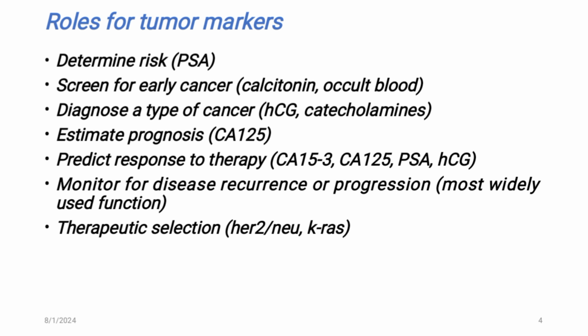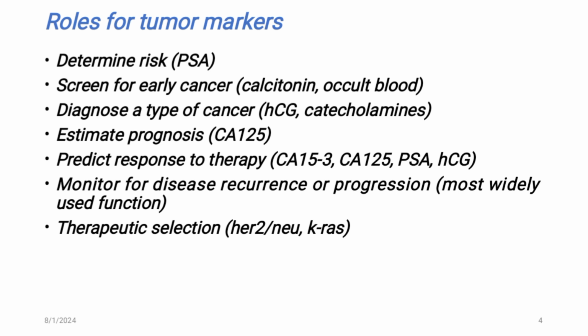The next is estimating the prognosis, and the marker used for the prognosis is carbohydrate antigen 125. Predicting the response to therapy uses carbohydrate antigens 15-3, carbohydrate antigen 125, PSA and HCG. Prostate specific antigen is used for prostate cancer, prostate infection, and prostate enlargement, etc. And they also show the response to the therapy.